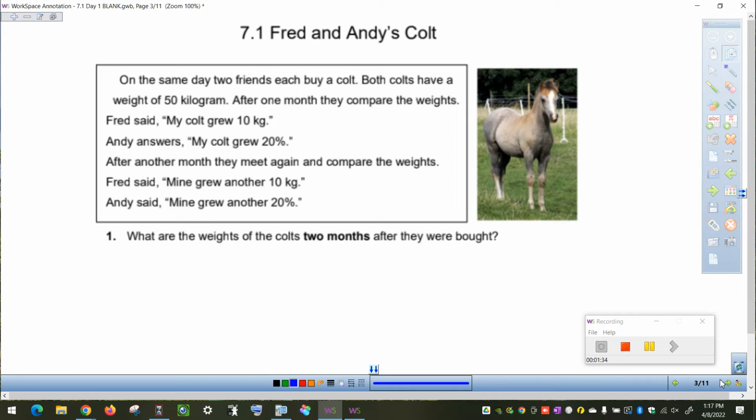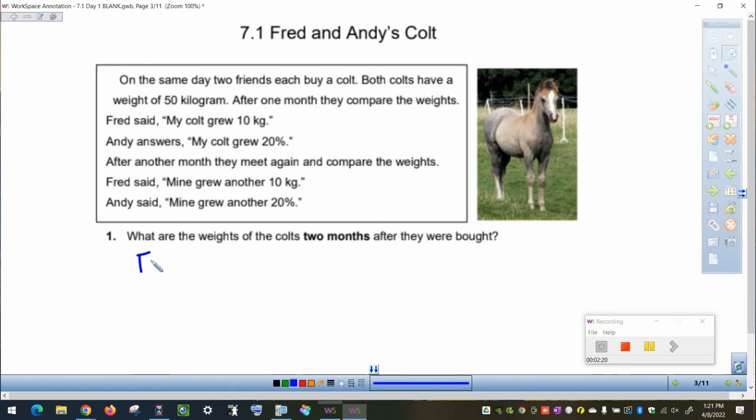So Fred says, my colt grew 10 kilograms. Andy says that his grew 20%. Another month goes by, and they meet again to compare their weights, and Fred says, mine grew another 10 kilograms. Andy says, mine grew another 20%. So we're going to start by determining the weight of the colts 2 months after they were bought.